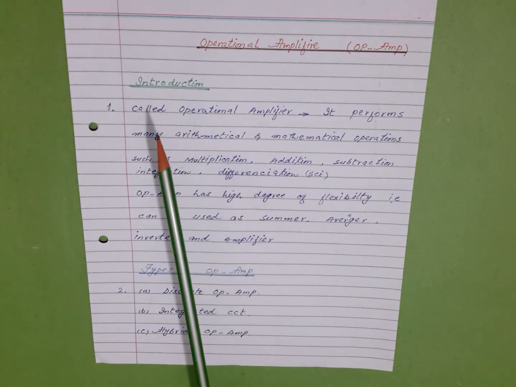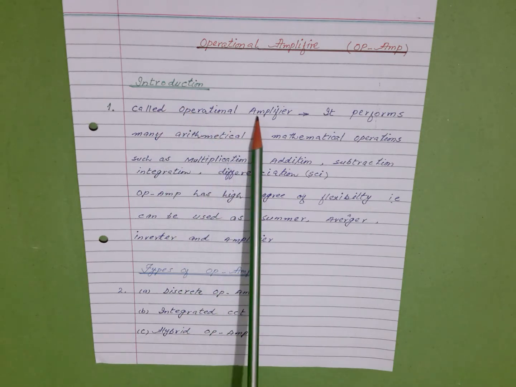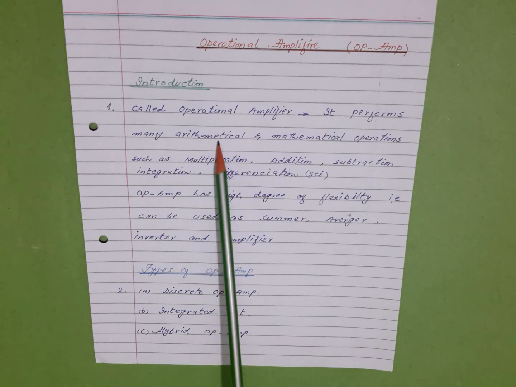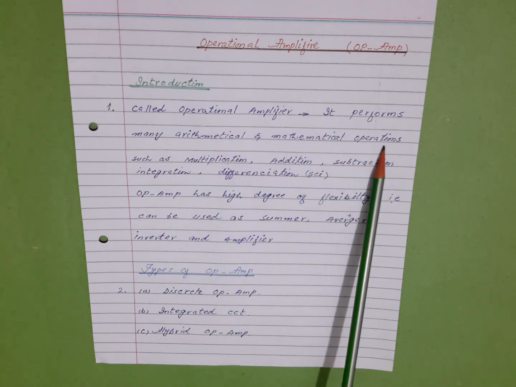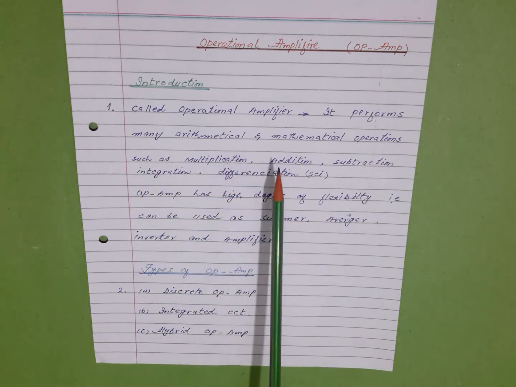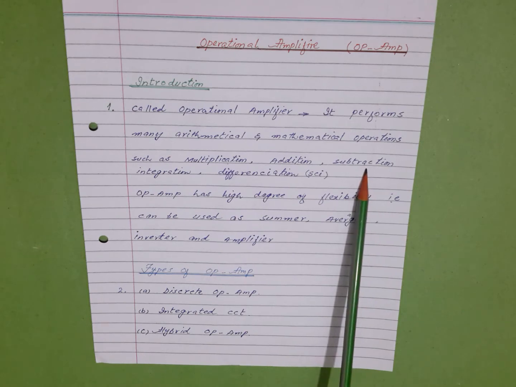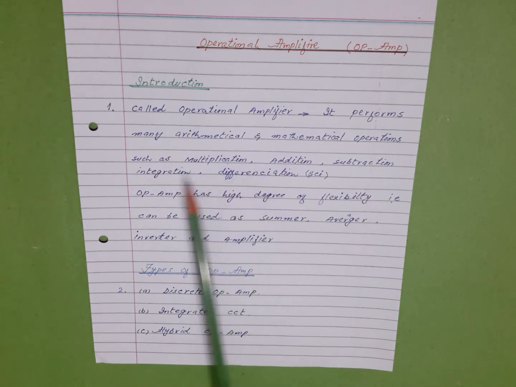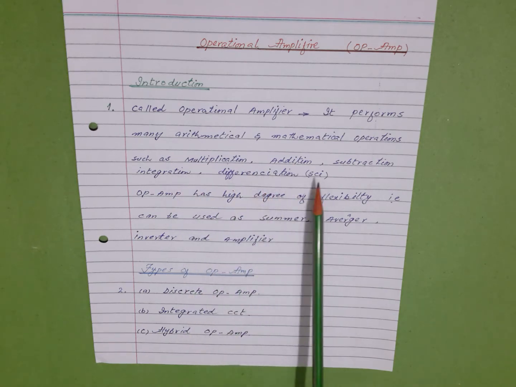Looking at the papers, we have the introduction part called Operational Amplifier. It performs many arithmetical and mathematical operations such as multiplication, addition, subtraction, integration, differentiation. These two calculations are scientific.